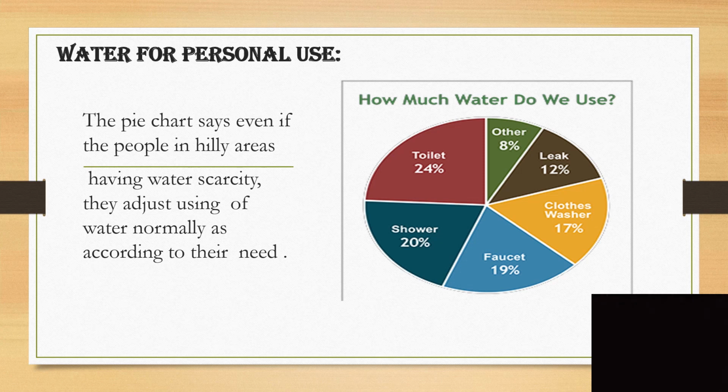So let's go to the section of toilet. 24% of the water is consumed here, and 8% of the water is consumed by others, and 12% of the water is leaked daily, and 17% of the water is used for washing clothes, and 19% of the water he is using for the faucet, and 20% of the water he is using as showers for his bath and other extra activities. So the whole pot is here. The pie chart says even if the people in hilly areas are having water scarcity, they are adjusting the use of water normally according to their need.